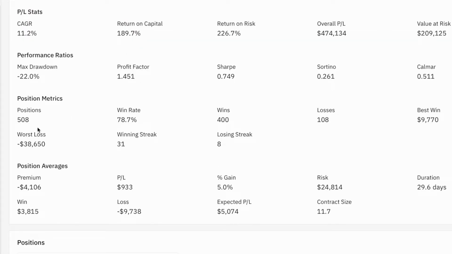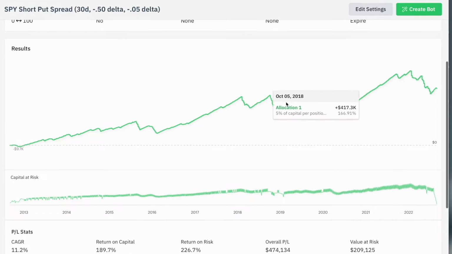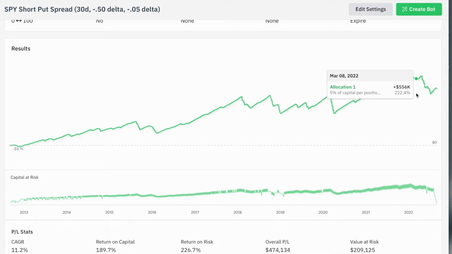Coming down here, as you can see, we've had over 500 different trades over the course of these 10 years, and an overall win rate of just shy of 80%. So 400 of those trades were wins, only about 100 were losses. The worst of those losses on one trade was minus $38,000, so definitely a pretty sizable loss, but overall, this portfolio made a decent amount of money. And keep in mind, no stop losses were used at all on any of these trades. So even during some of the worst crashes, dips and bear markets, not using stop losses still yielded a very nice profit.